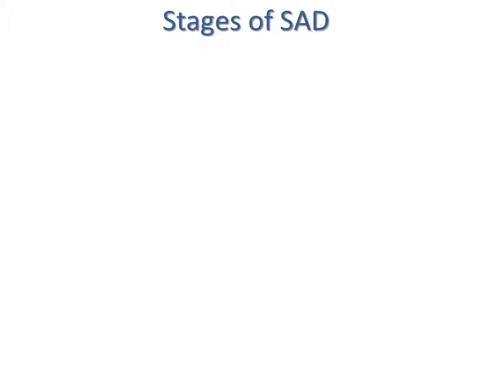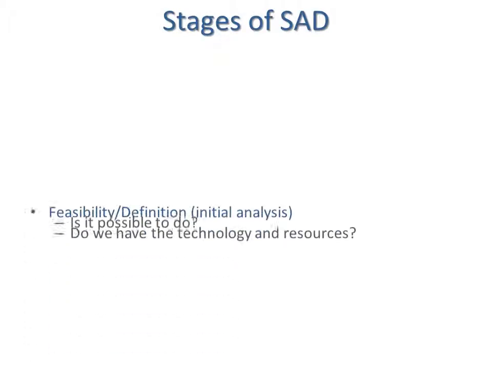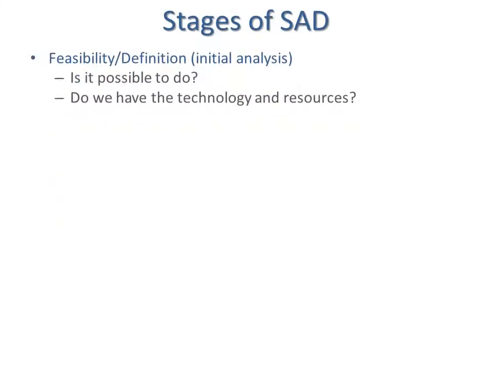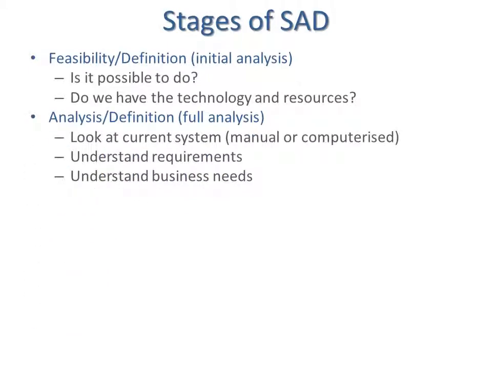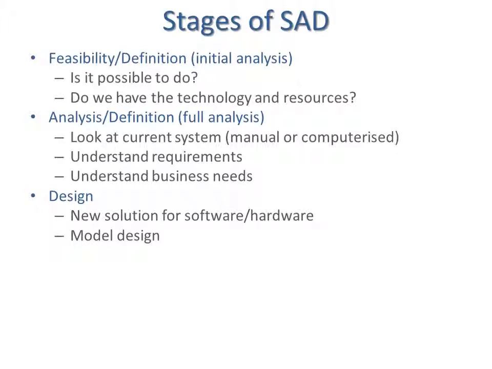First of all, let's recap on the stages of systems analysis and design. So really, the initial analysis would be the feasibility. Is it possible to do? Do we have the technology and resources? And the full analysis is we would look at a current system, if there is one, and we'll understand requirements and understand the business needs. Then we'll design a new solution for software, hardware, model the design.